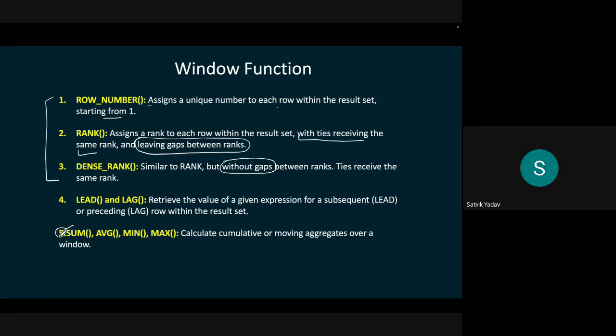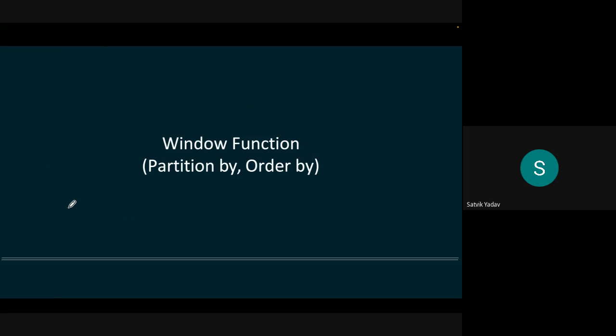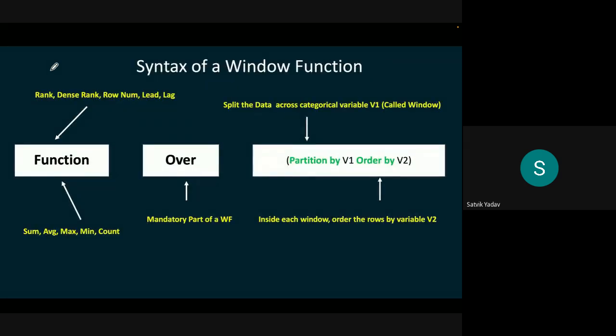Sum, average, minimum, everyone knows, right? Whatever it is. Okay, now let us understand the syntax of a window function, how to write it. So remember, whenever we write a window function, there are three parts in the syntax. First part is the function, whatever you are writing. Second is the over keyword, and third is the partition by and everything. So remember there are three parts.